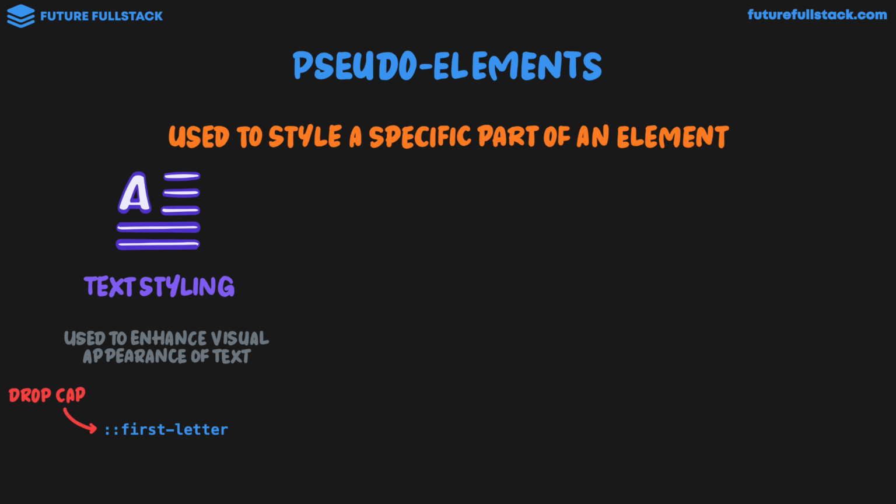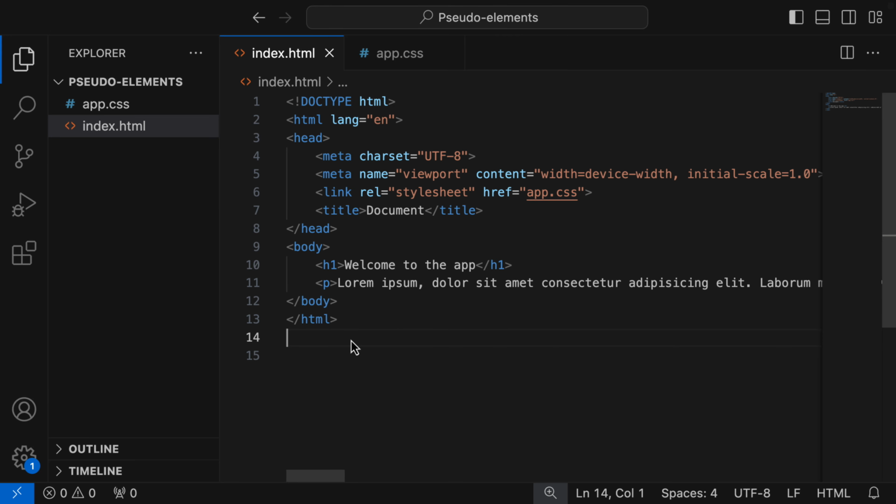The other text styling pseudo-element is first line, which, as the name suggests, targets the first line of text, and often this will be a paragraph opening line, as a paragraph usually contains multiple lines of text. So let's play around with these in VS Code. I've prepared this index.html file ahead of time. It's got my boilerplate code and just an h1 and paragraph element. I've also linked an app.css style sheet, which is currently empty.